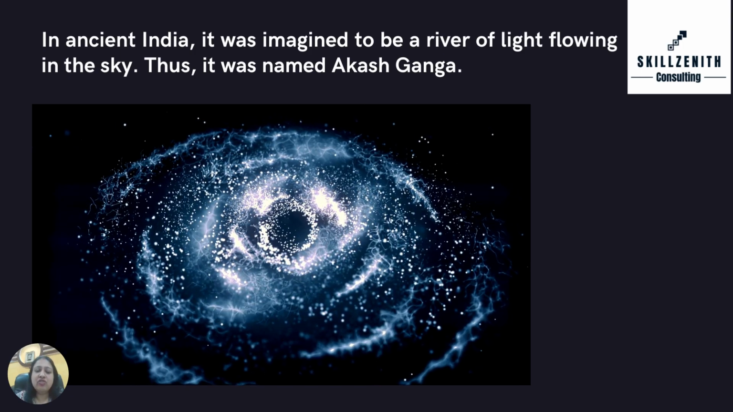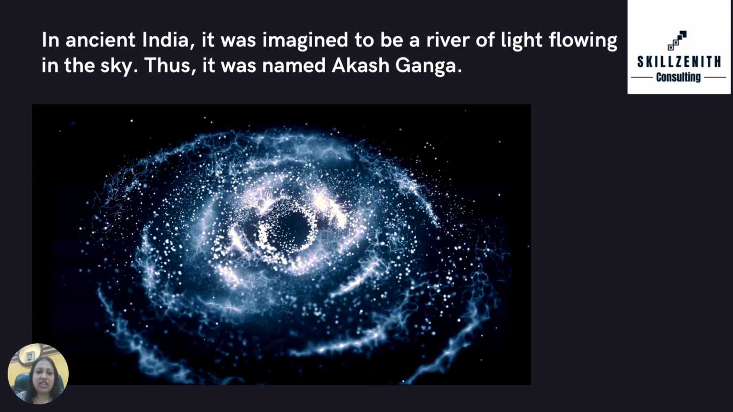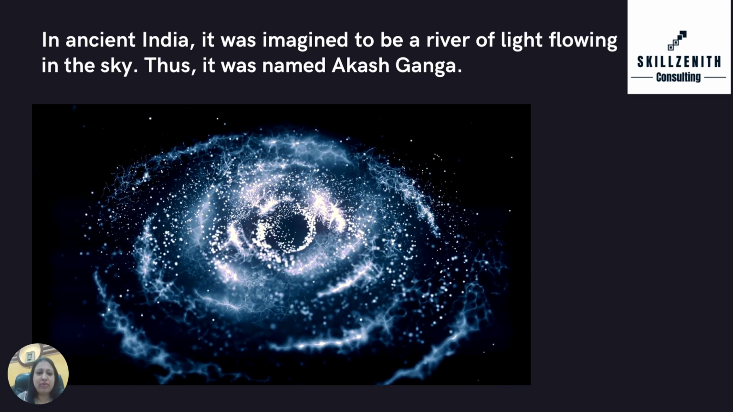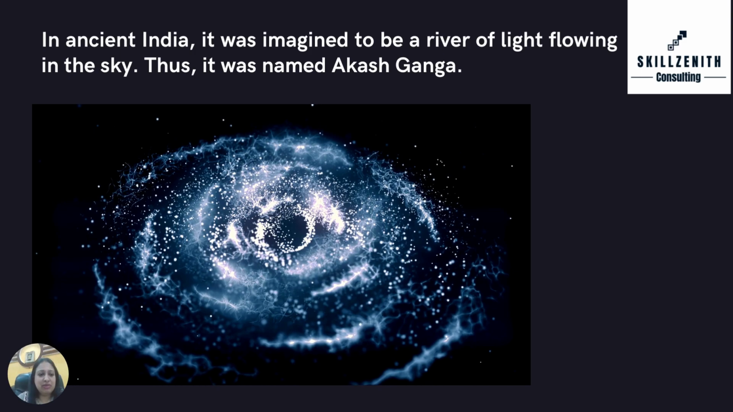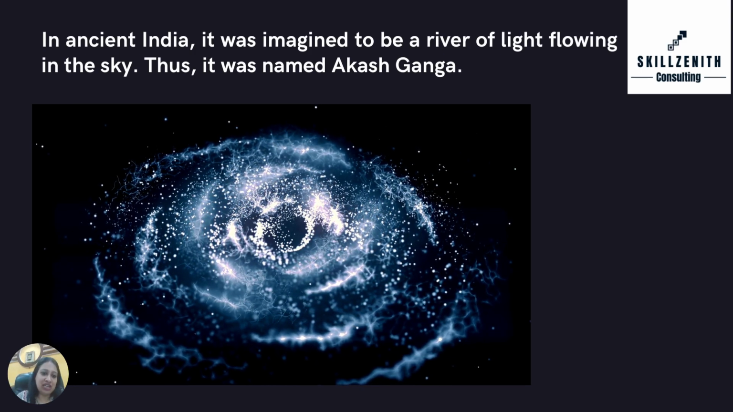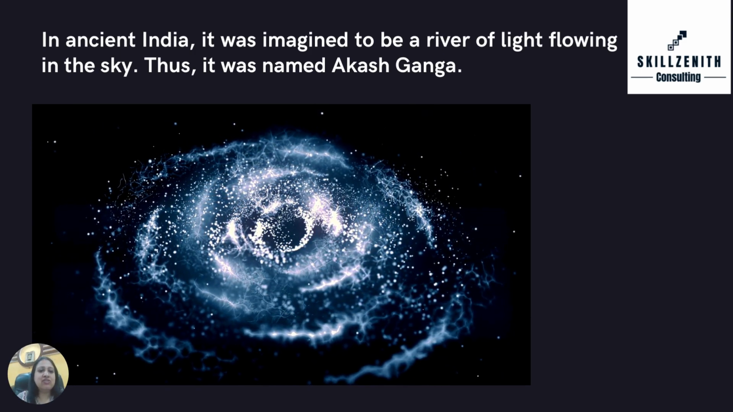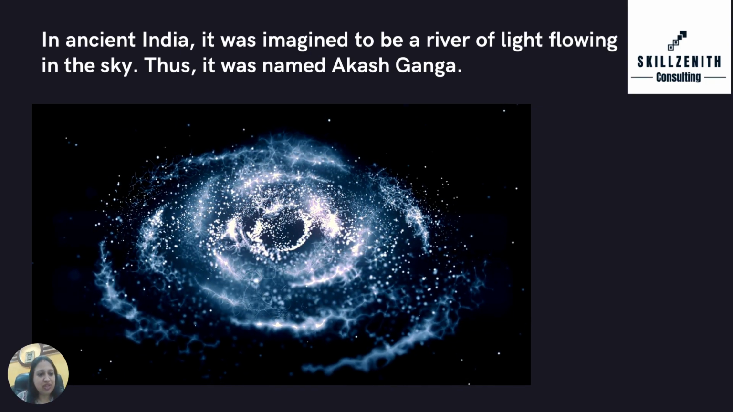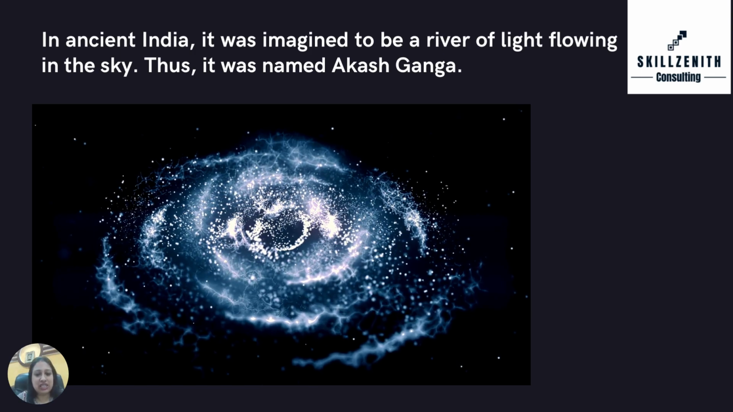In ancient India, it was imagined to be a river of light flowing in the sky. Thus, it was named Akashganga. So, in ancient India, people believed that this Milky Way is nothing but a river of light flowing in the sky. That's why they called it Akashganga. Ganga is a river, so it's a river that is found in the space.